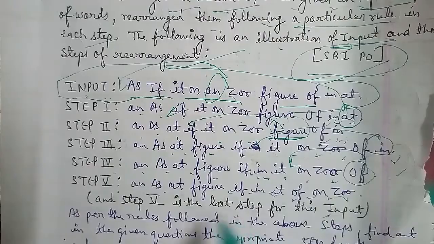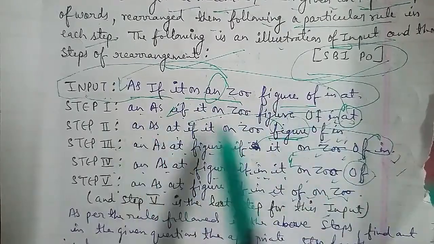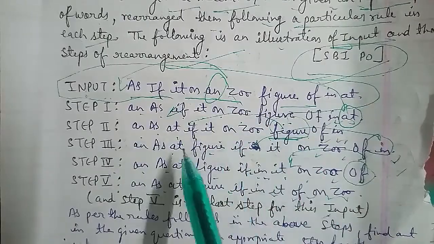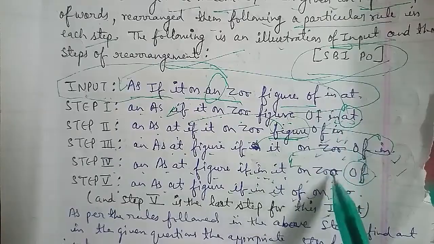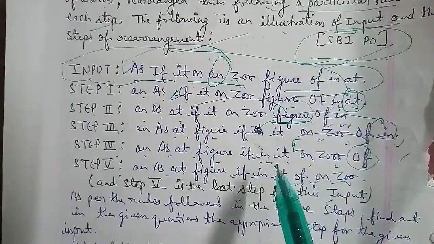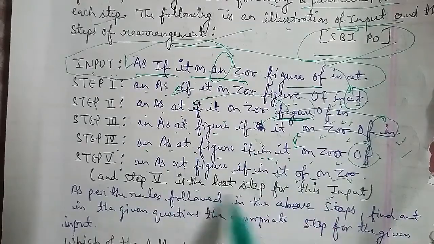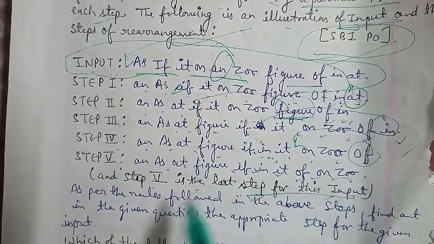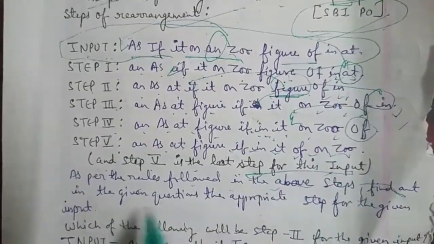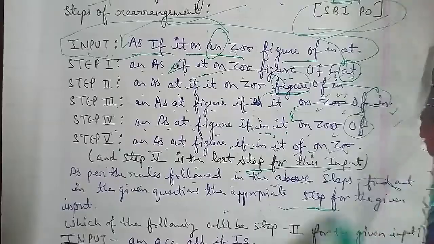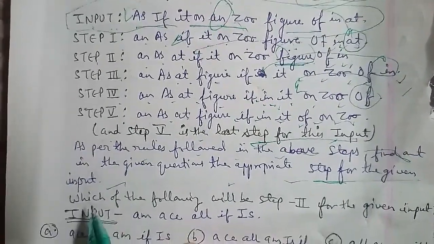Now the step 5 is the last step of this input. As per the rules followed in the above steps, find out in the given questions the appropriate step for the given input. They had asked you about the given input, and here the first question for this is which of the following will be step second for the given input. Given input के लिए step second क्या होगा? तो स्टेप सेकंड क्या होगा, इनपुट देखते हैं पहले. इनपुट है आपका am is all if is.